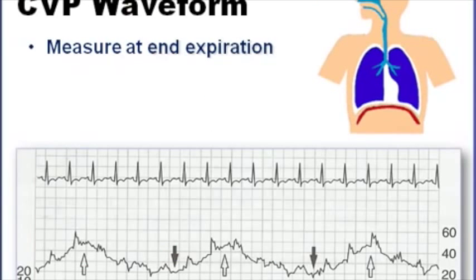All right, respiratory variation has an impact on our waveform interpretation. We want to measure our waveforms at end expiration.